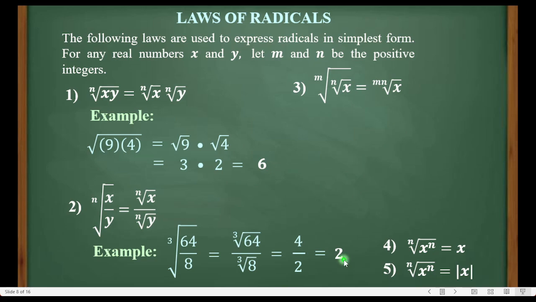Okay? Now we go to number 3, the third law. The mth root of the nth root of x is equal to the mnth root of x. Let us have an example. Say the 6th root of 64.